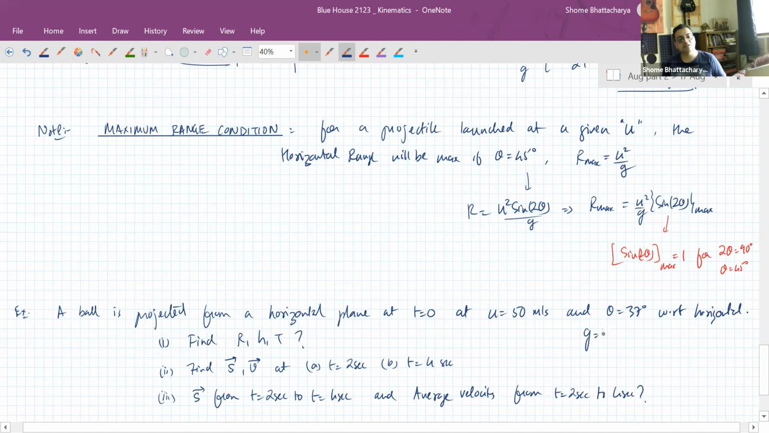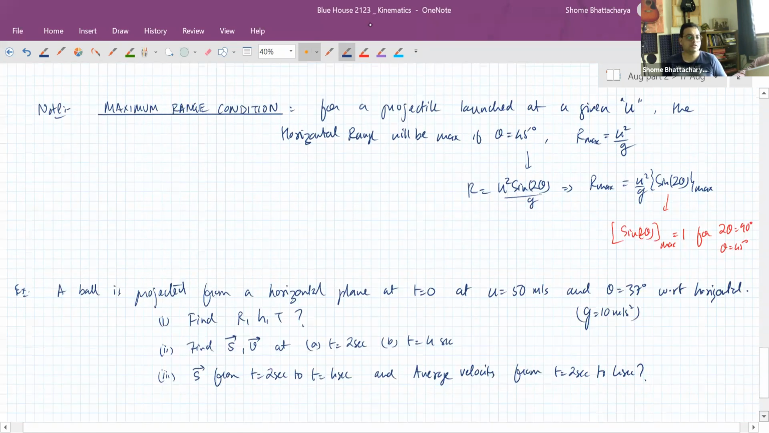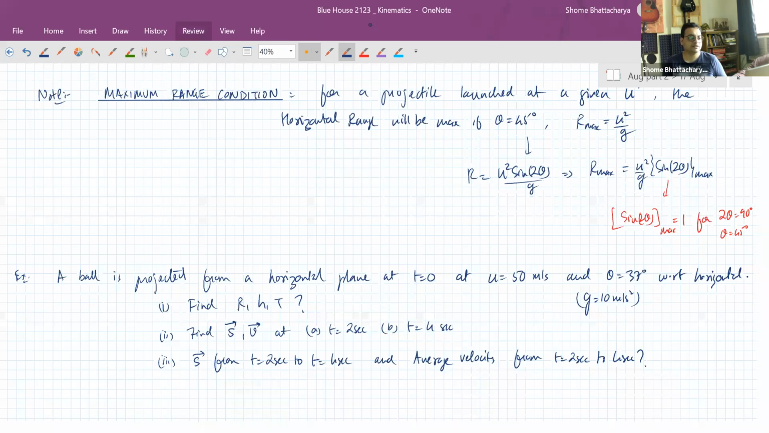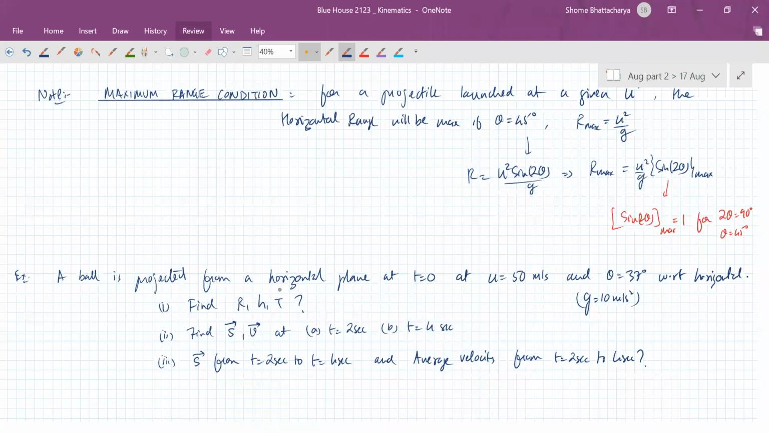Okay, take g's value as 10 meters per second squared. So just try out this question. The first part you can completely do by the formula. For the second part also you can use the 4 standard equations in component form that we had written: x and y as functions of time, and vx and vy as functions of time. Just using those equations you can solve. Just try this out, people.